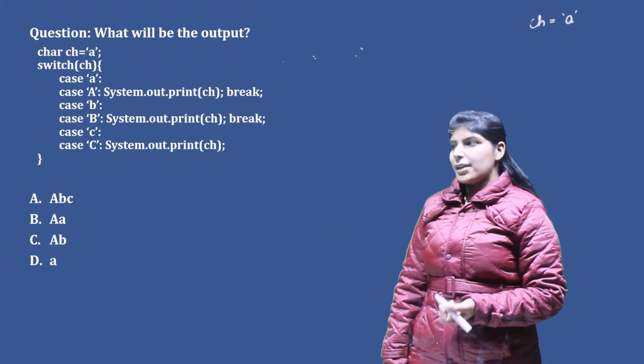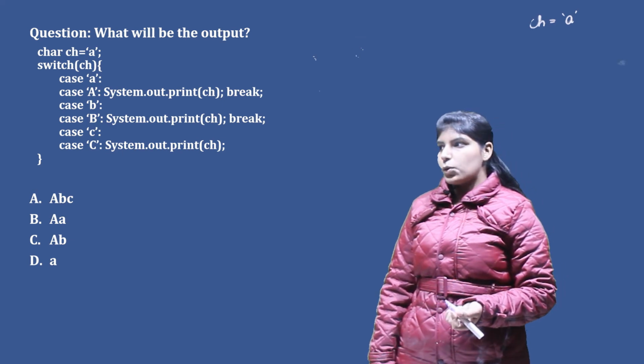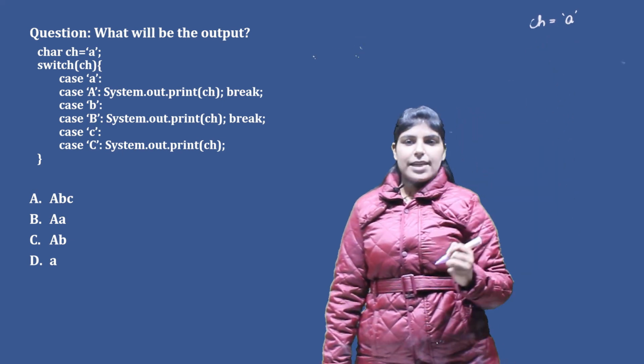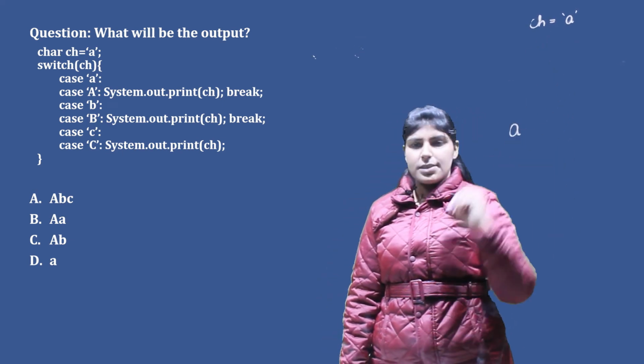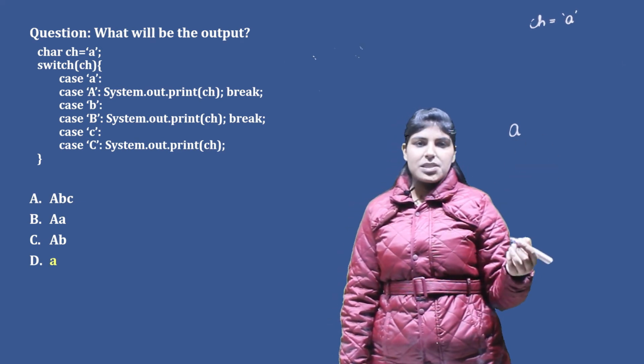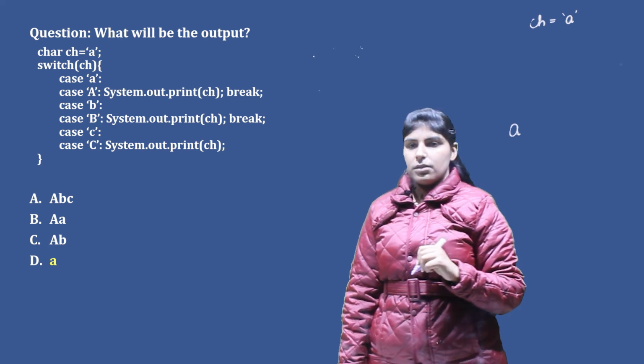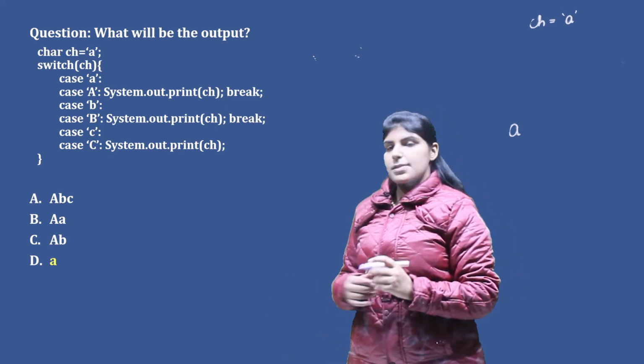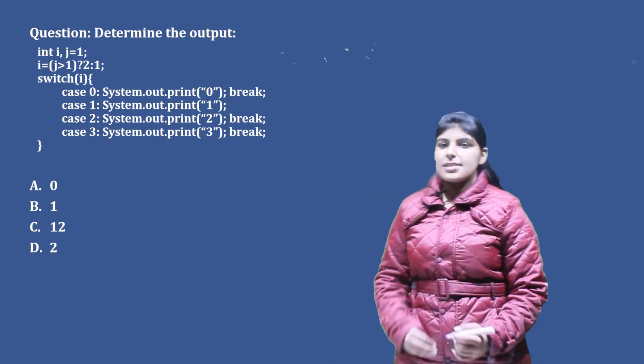So in the next statement, case capital A, there is System.out.print ch. So this ch will be printed, a will be printed on screen. Next I have a break statement. So it will come out of the switch statement and a will be the answer. So the output of this code will be small a. Let us see the next question.